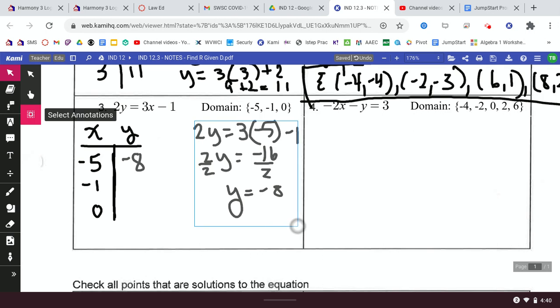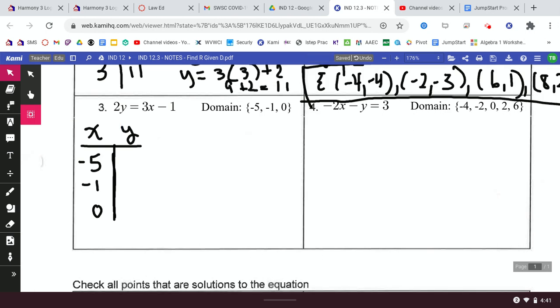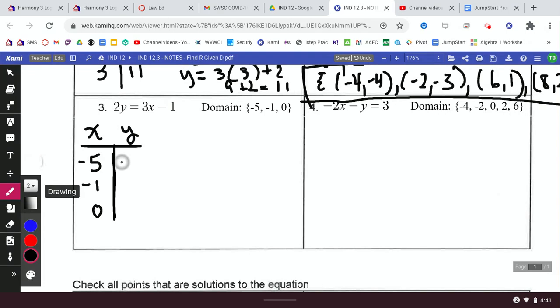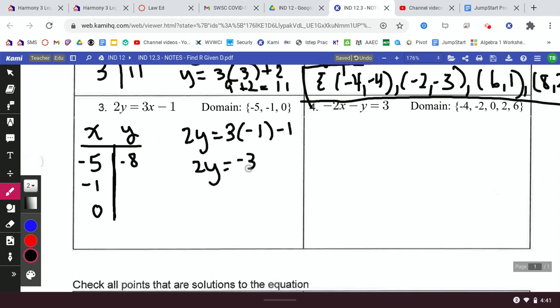And it deletes my -8 every time. That's what happened last time. So let's put that -8 back in there. Okay, so now we're going to work it again, and we're going to go 2y equals 3, and in place of x, I'm going to put a -1, minus 1, and 2y equals 3 times -1 is -3, minus 1. So 2y equals -4, and then I divide by 2 and divide by 2, and I get y equals -2. So I can plug a -2 in here.